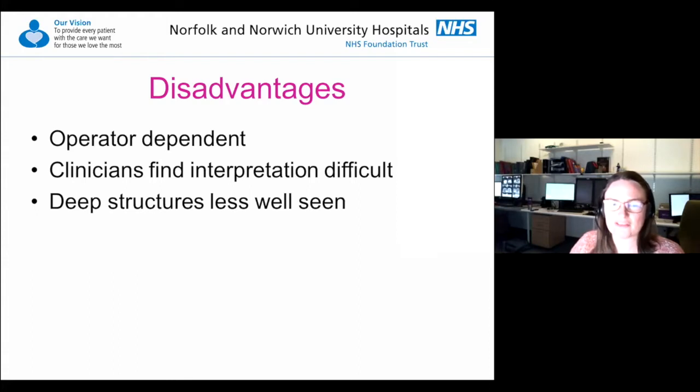And we only have static images of ultrasound rather than usually the whole neck. And we see deep structures less well. So things like a deep lobe of parotid, we see less well than perhaps some of the more superficial structures.